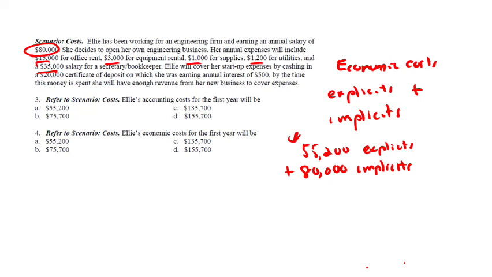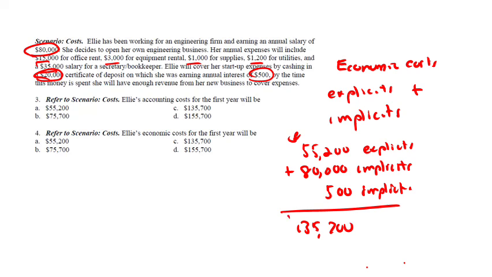And then again, she used $20,000 from a CD. That CD was earning $500 in interest per year, and she used that. So she lost that $500. That's the opportunity cost of using the $20,000 for her business. So she gave up $500 in opportunity cost. Now, clearly she may make it back at this firm, but we don't know that. All we know is that this is one of the costs, or the implicit costs, of running her business. And if you add all this up, you're going to get $135,700 in total cost as an economist would see it.